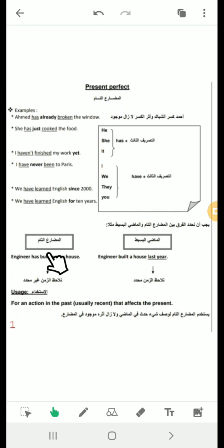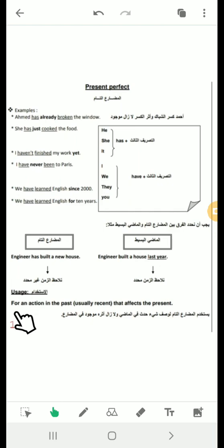Now, we want to differentiate between the present perfect simple and the past simple. Look at these examples. Engineer has built a new house. There is no time. We notice the time is not specified. Here, engineer built a house last year. Last year, this is the time. We notice the time is specified. In the present perfect simple there is no time, indefinite time, but in past simple the time is specified.